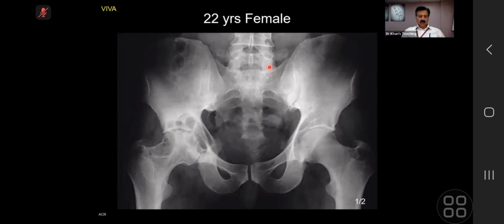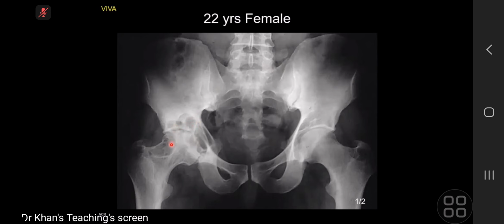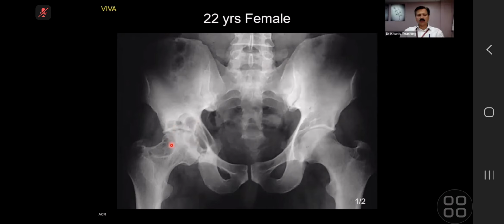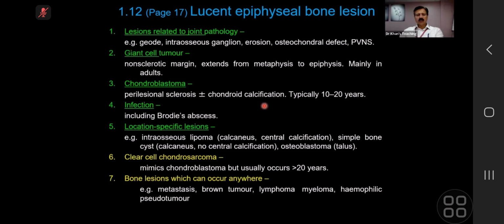Okay, so now the point is that this is a very, very good thing. The take-home point is, young female, 22 years old, you have got lytic lesions on both sides of the joint. Explain it. Why are there lytic lesions on both sides of the joint in a young patient, 22, and nothing comes to your mind? So what happens in pigmented villonodular synovitis?